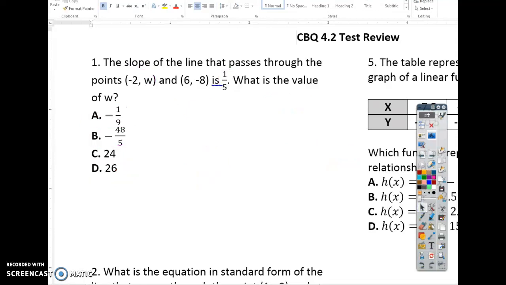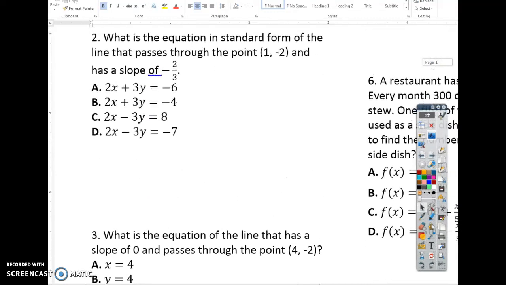Problem number 2 says, what is the equation in standard form of the line that passes through the point 1, -2? So it has to pass through that point and has a slope of -2/3. What do you notice about all those answer choices? You've got to solve for y. They're not ready. So you're going to have to solve 4 of them for y. I would go one at a time. So let's do A first. And you're probably going to need extra paper. So if you do, just pause the video, get some paper out, and then we'll continue.